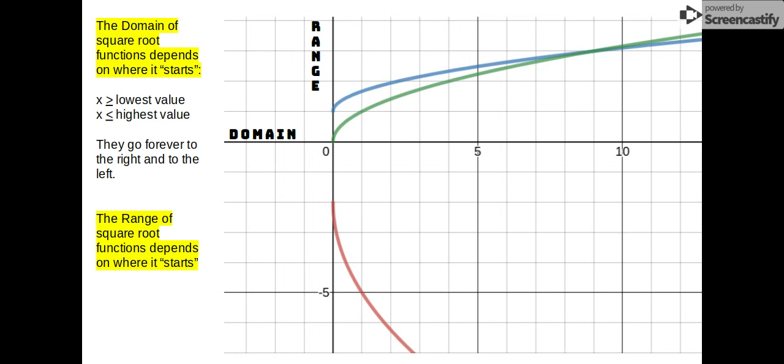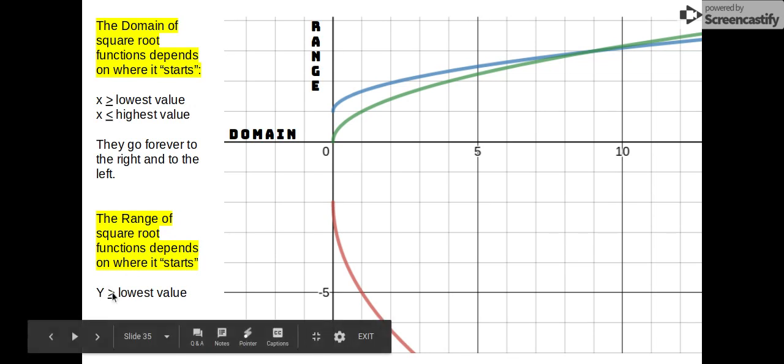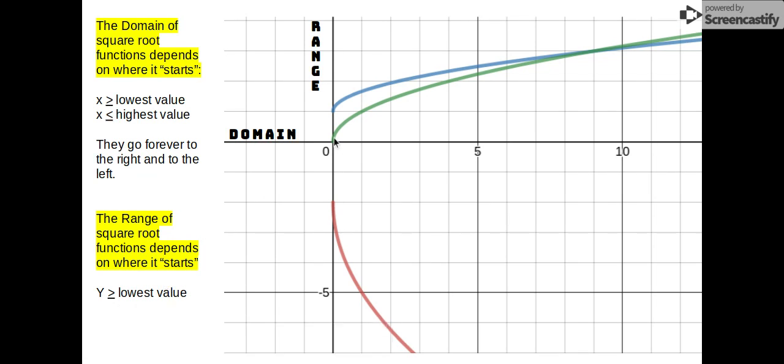The range of square root function depends on where it starts as well. These functions do not go forever up and down. They have a limit. So since range has to do with the y values, you're going to say y is greater than or equal to, and then you give me the lowest value. So for this green line, you would say y can be anything that's greater than or equal to 0.